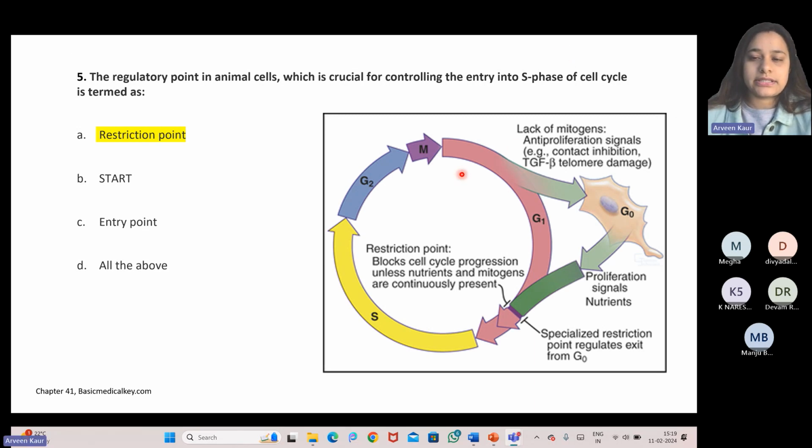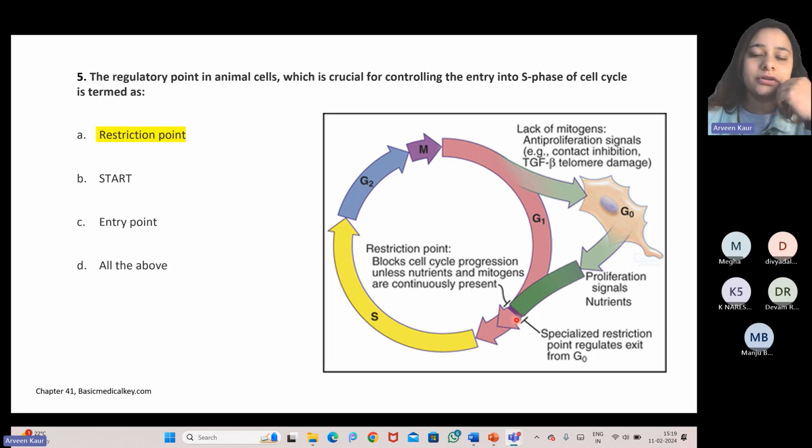So this is an illustration of the restriction point. The restriction point could be present anywhere in the G1 phase, right? Sometimes in some figures you will see that it is represented at the initiation of G1, when this M to G1 transition is occurring. So there is research that is going on about it. It is not entirely clear to us.